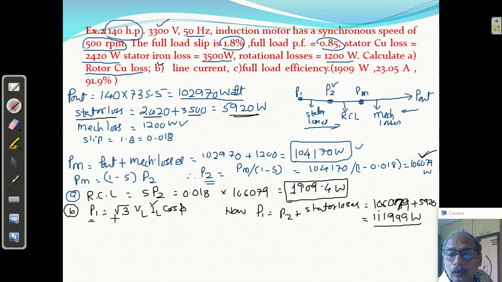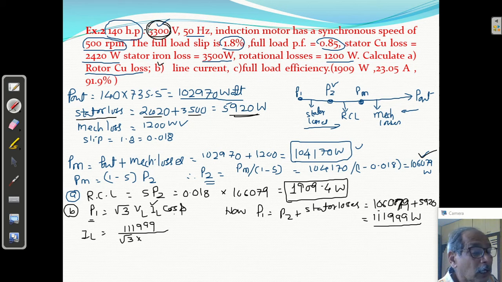So P1 equal to root 3 VL IL cos phi. So IL equal to what? P1 कितना है? 111999 divided by root 3, VL is given 3300 volt. Always in case of a three-phase system, the given voltage will be the line voltage. Okay, so it is 3300, into power factor given 0.85. So you can calculate IL. IL equal to what?